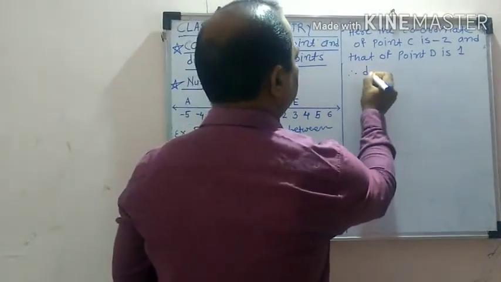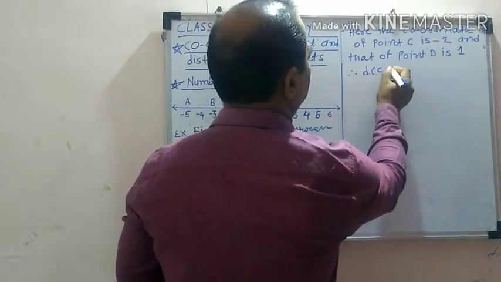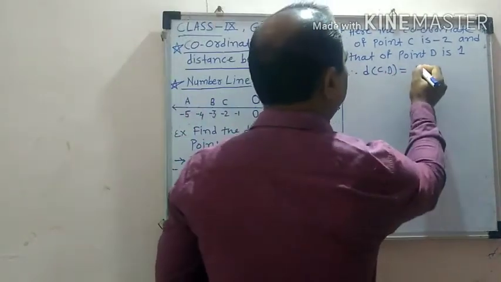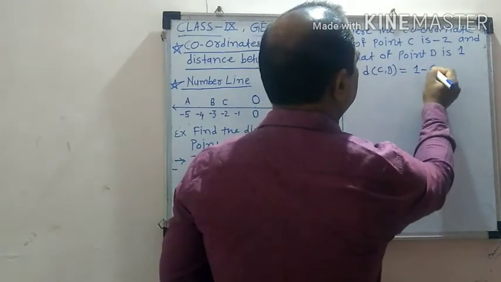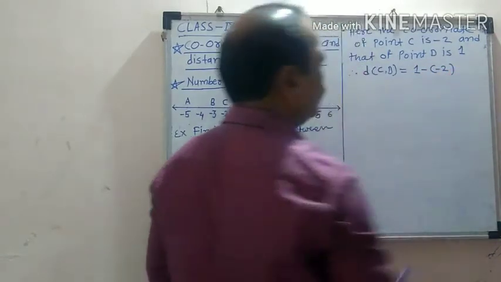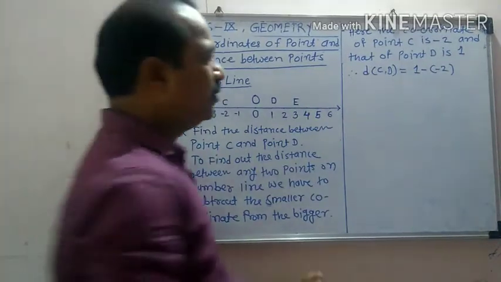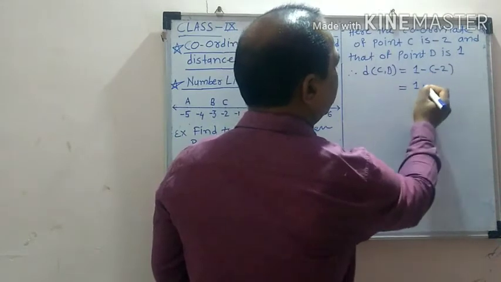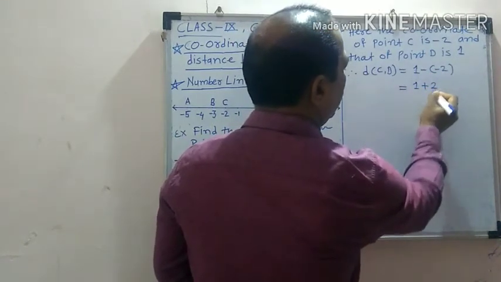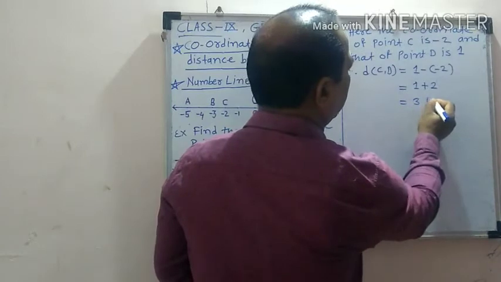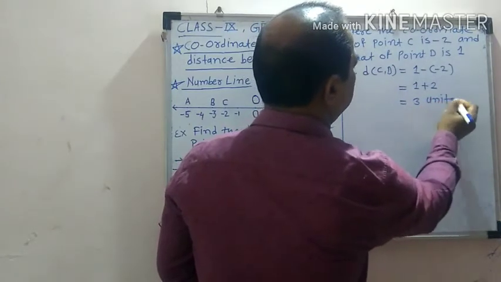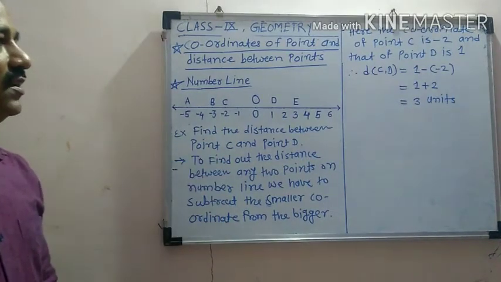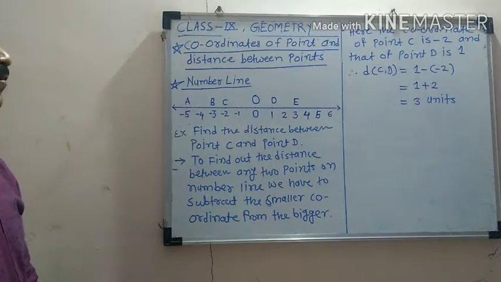Therefore, the distance between the points C and D can be found like this: 1 minus negative 2. 1 minus negative 2 is equal to 1 plus 2, which is equal to 3 units. In this way you can find the distance between any two points on the number line.